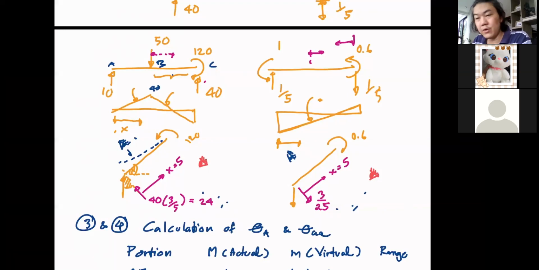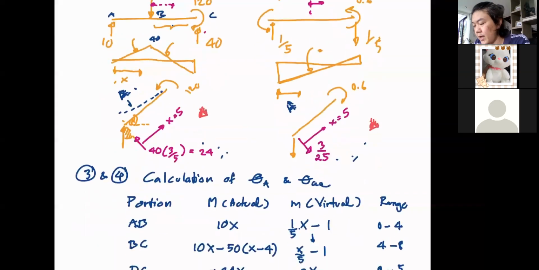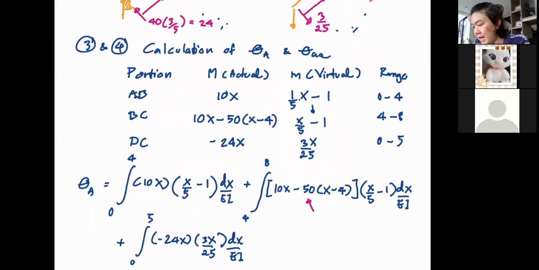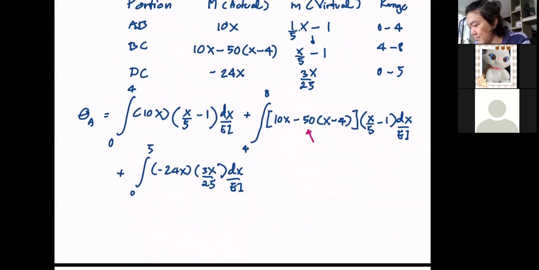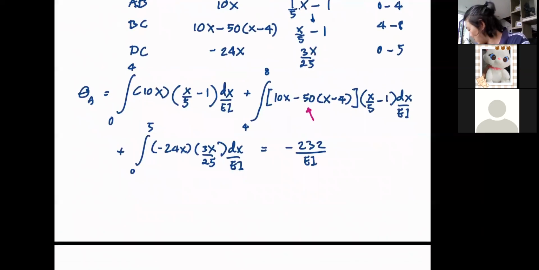So your choice will affect your performance, especially if you make it harder than it has to be. So now from this, I can get the answer. This is going to be equal to minus 232 over EI. Let me skip the self-calculated integration part, which is the same, nothing more.